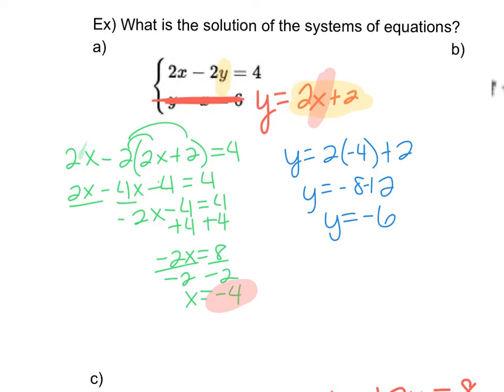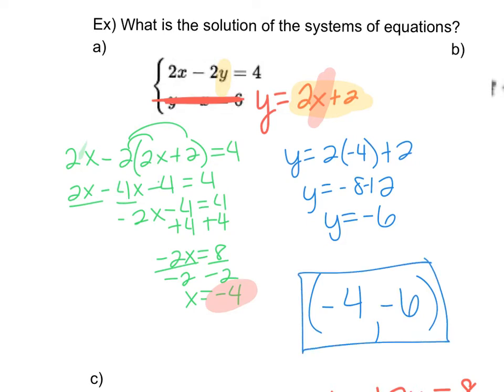Okay, so what does your answer look like for these types of problems? Remember, it's a coordinate. So you're going to have parentheses because it's an ordered pair. You're going to have your x value first, of course. So it'll be negative 4, negative 6 is your answer.